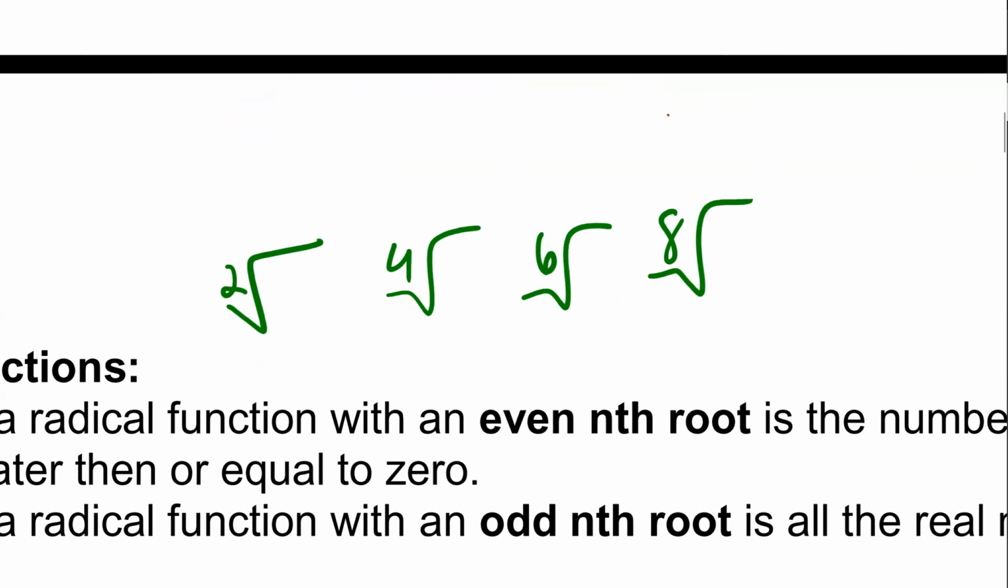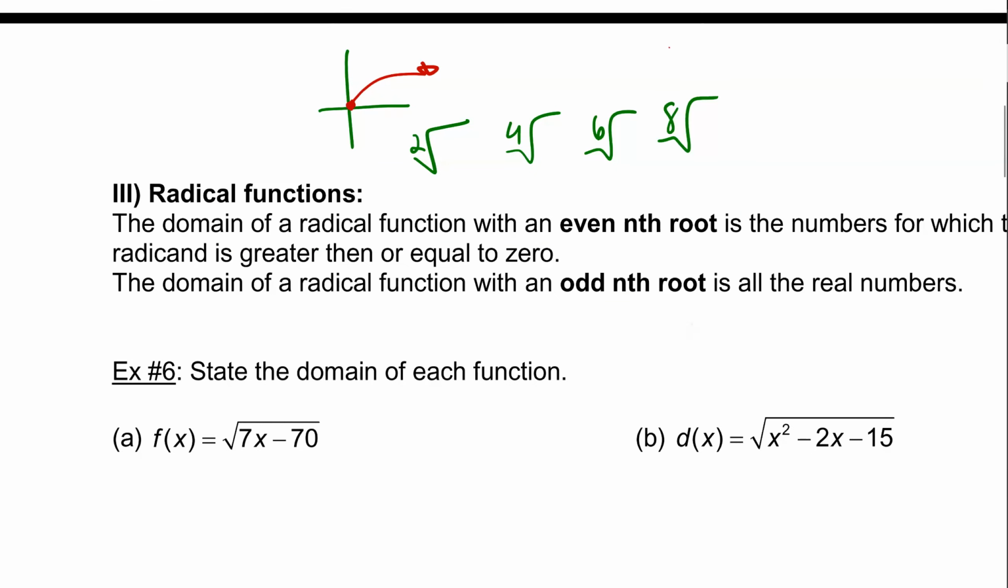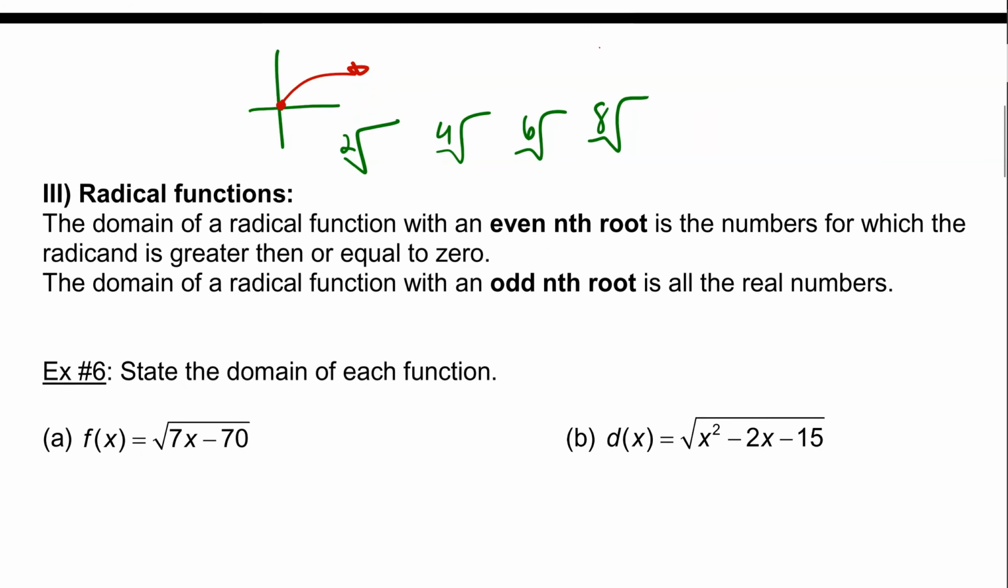The graph of a square root looks something like this. It literally starts at 0. Notice it's not defined for this left part of the graph. It roughly looks the same for the fourth root, sixth root, eighth root. They all look like that. So the domain for a radical function with an even root is the numbers for which the radicand is greater than or equal to 0. You take whatever is inside here and set it greater than or equal to 0.